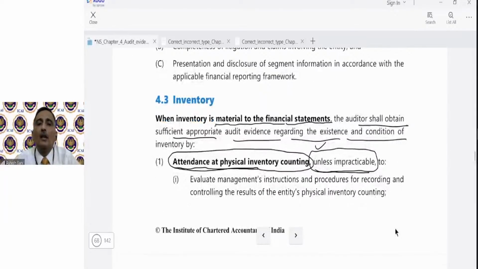So what would he do? He would evaluate management's instructions and procedures for recording and controlling the results of physical inventory counting.